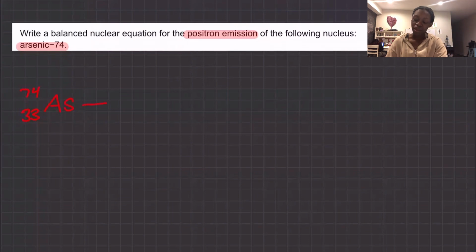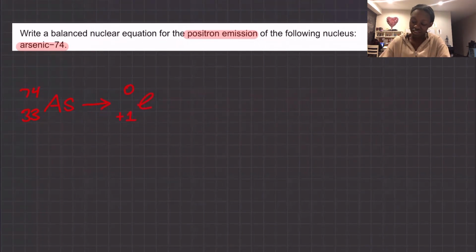Okay, we know that it emits a positron. That's the most important part, to remember that it emits a positron. Positron has a 0 mass and a +1 atomic number, and is represented with an E as well. So, this is a positron.